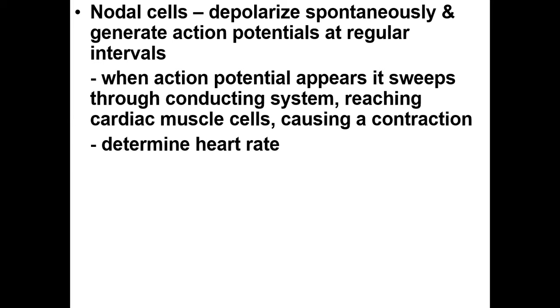So, let's say those nodal cells depolarize, and what happens is that action potential sweeps through the conducting system. So the nodal cells generate the action potential, and those conducting cells actually spread it throughout. And it sweeps across those cardiac muscle cells, generating a contraction. And that's what actually determines your heart rate. So when you have the nodal cells depolarizing at a faster regular interval rate, you end up with a faster heartbeat. Slower, slower heartbeat.